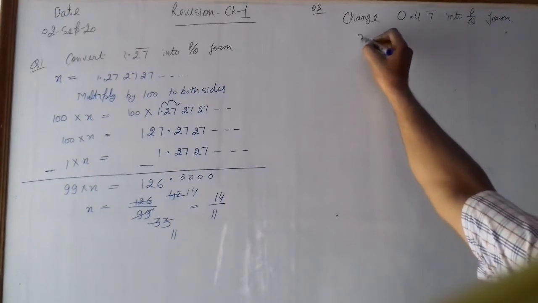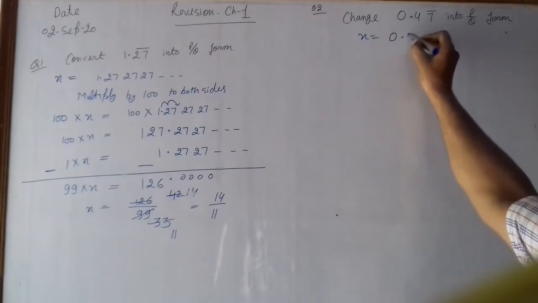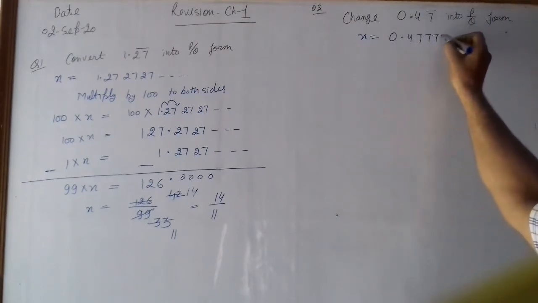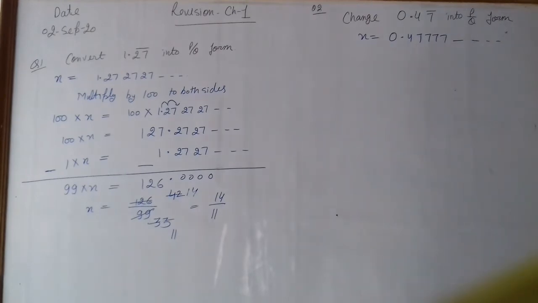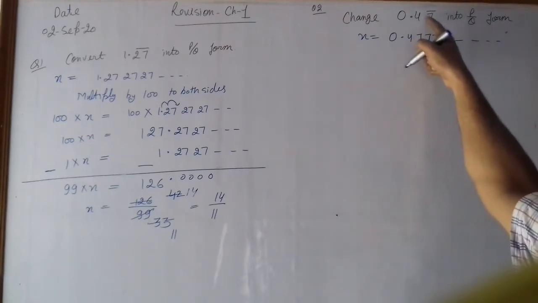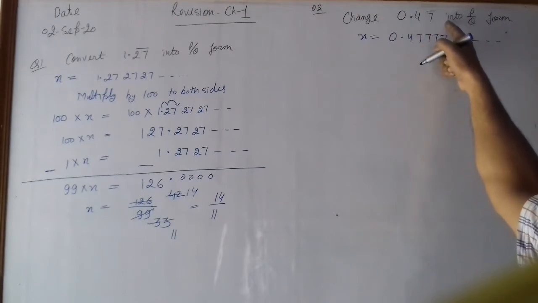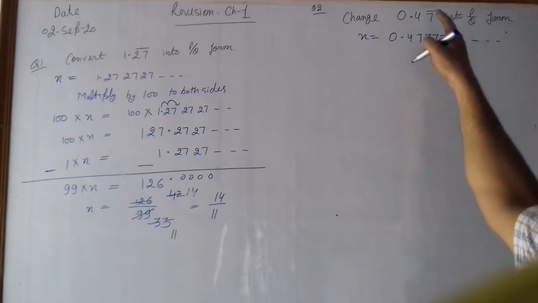See, x is equal to 0.47, 7, 7, 7 and so on. Only 7 is repeating, not 4. Clear, students? Now see, as I told you before, first we will see how many digits are there just after the decimal. Right? Just count the repeating digits, that is 7, a single time.